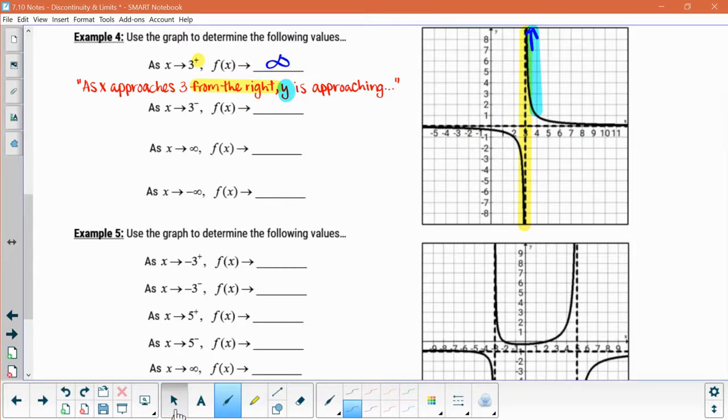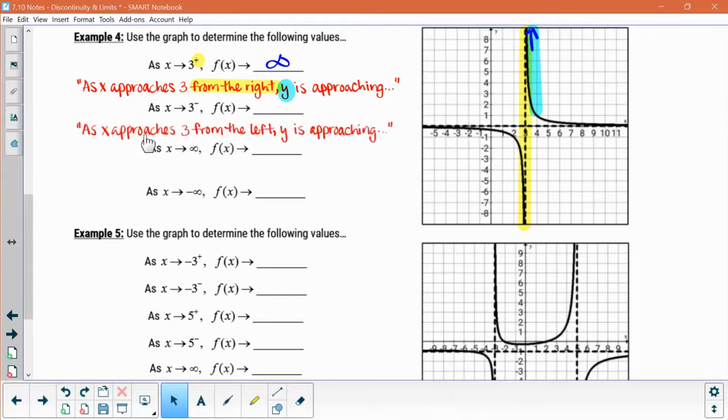Now, on the other side, as x approaches 3, I'm approaching from the left. Notice I have a minus now. What are my y values doing? Well, if I look on the left-hand side of x equals 3, it appears that they are going down. And they're going to keep decreasing and follow along this vertical asymptote until they get to negative infinity.